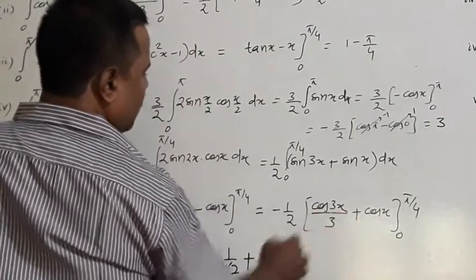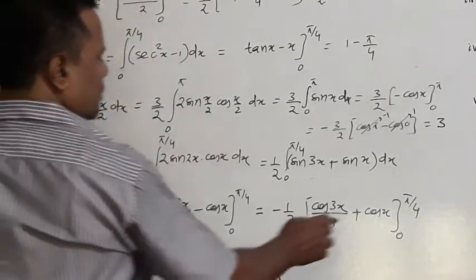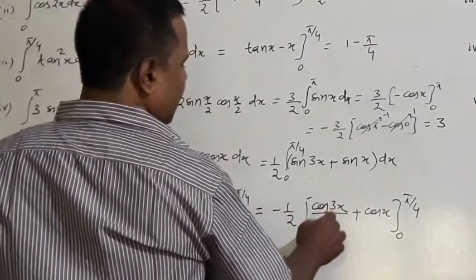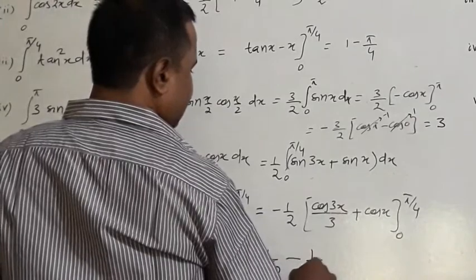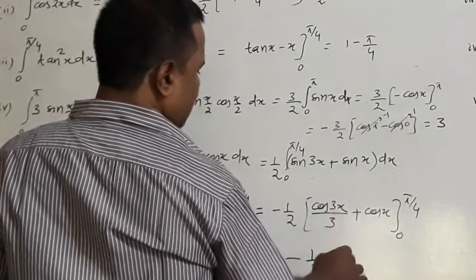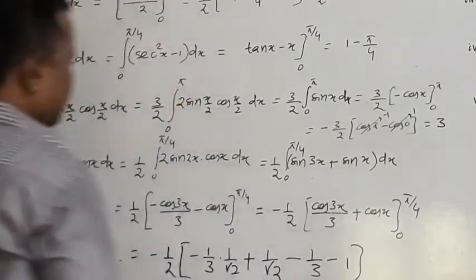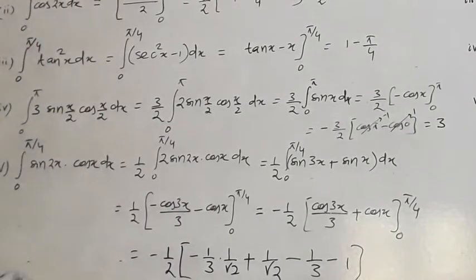Then put 0 minus. What is cos 0? Cos 0 is 1 and it is minus 1 by 3, and minus cos 0, 1. Then you have to go and simplify this. You will get the answer. Okay.